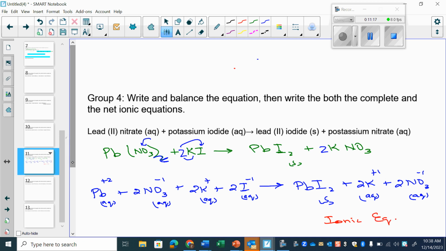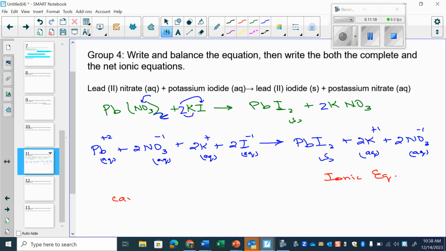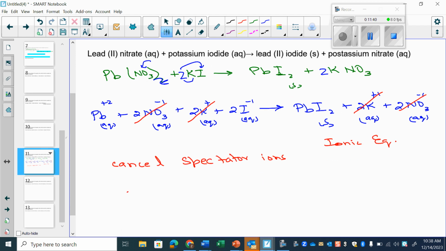My next step is to cancel spectator ions. That means there are ions on both sides. So I have nitrate here and I have a nitrate here. Then I have a potassium here and I have a potassium here. So I cancel the ions that are on both sides. So what is left is lead plus 2 iodides. It has to be balanced as well. These are aqueous.